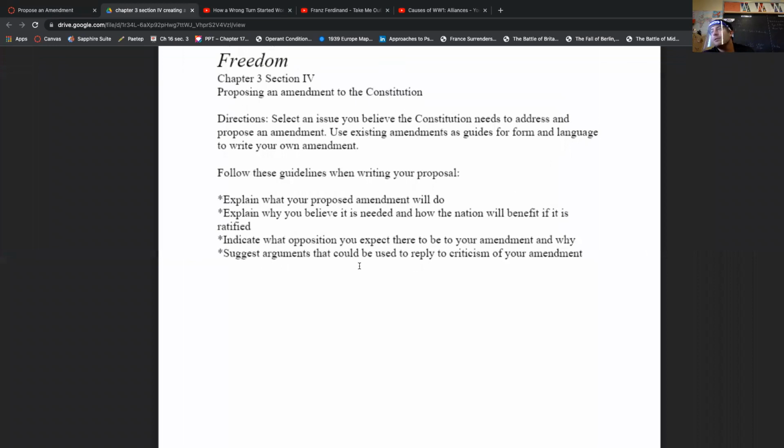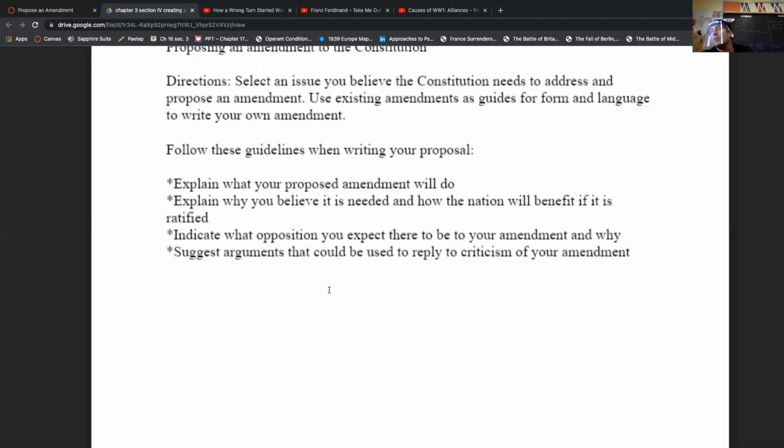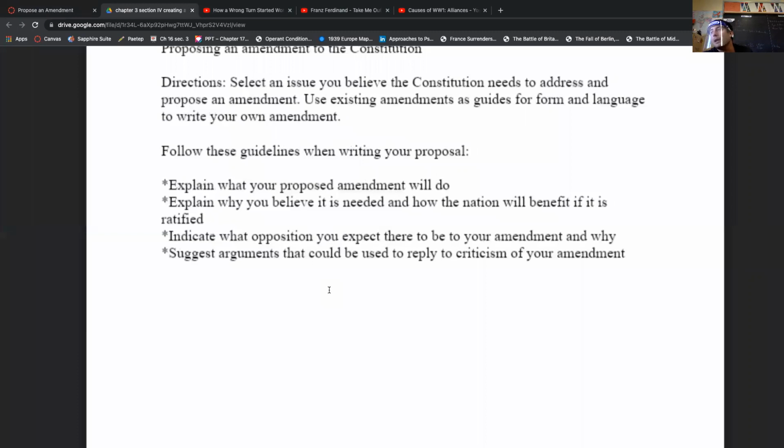Since everybody can explain them and obviously knows them, they should be ready for the exam, for the test. So you're going to select an issue you believe that the Constitution needs to address and propose an amendment. Use existing amendments as guides for language to write your own amendment. So here are some guidelines. Explain what your proposed amendment will do. Explain why you believe it is needed and how the nation will benefit if it is ratified. Indicate the opposition you expect there to be to your amendment and why. And finally, suggest arguments that could be used to reply to criticism of your amendment.